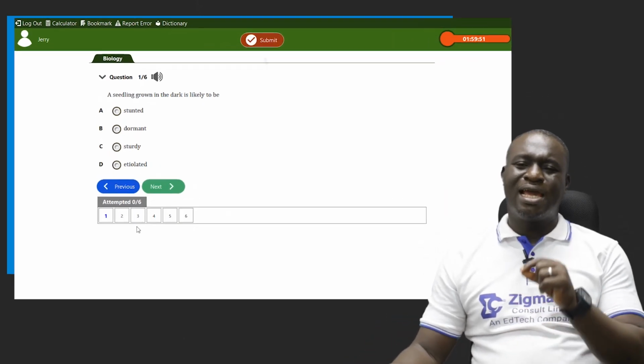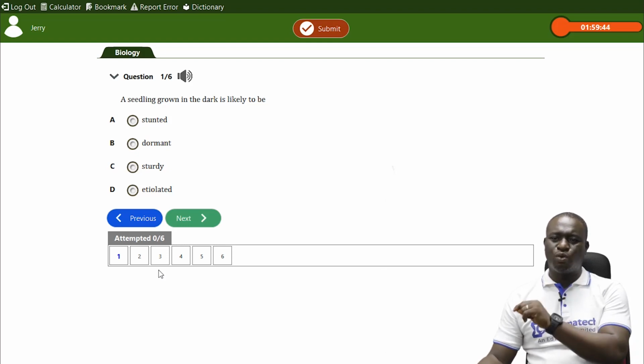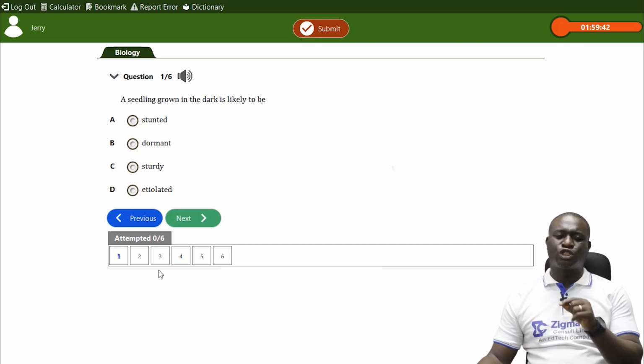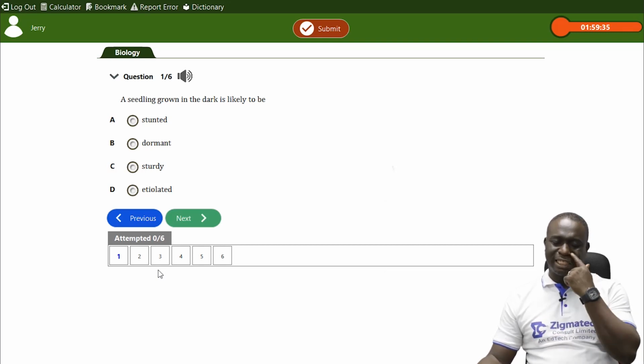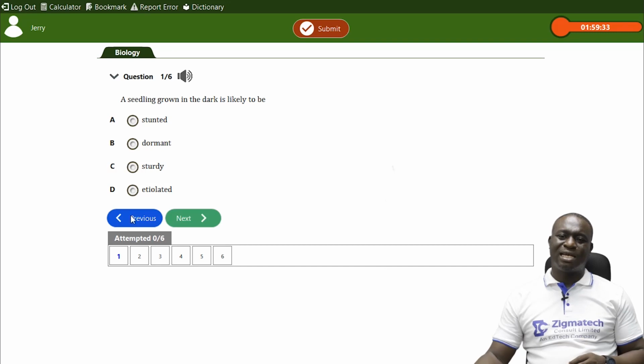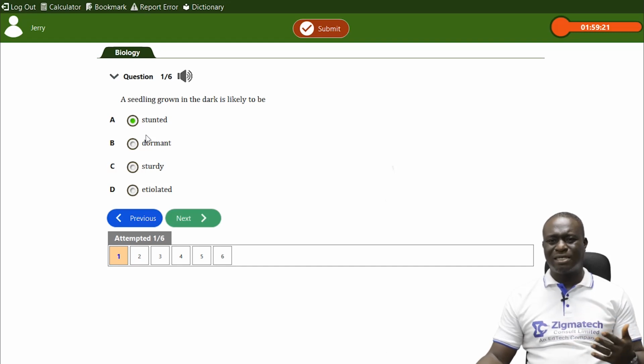Look at this. They said a seedling grown in the dark is likely to be what? Is it likely to be stunted? Is it likely to be dormant? Is it likely to be sturdy? Is it likely to be etiolated? Okay, so the correct answer is it is likely to be stunted. So light is actually needed for it to grow. Respiration and so many other things is needed when light is present.